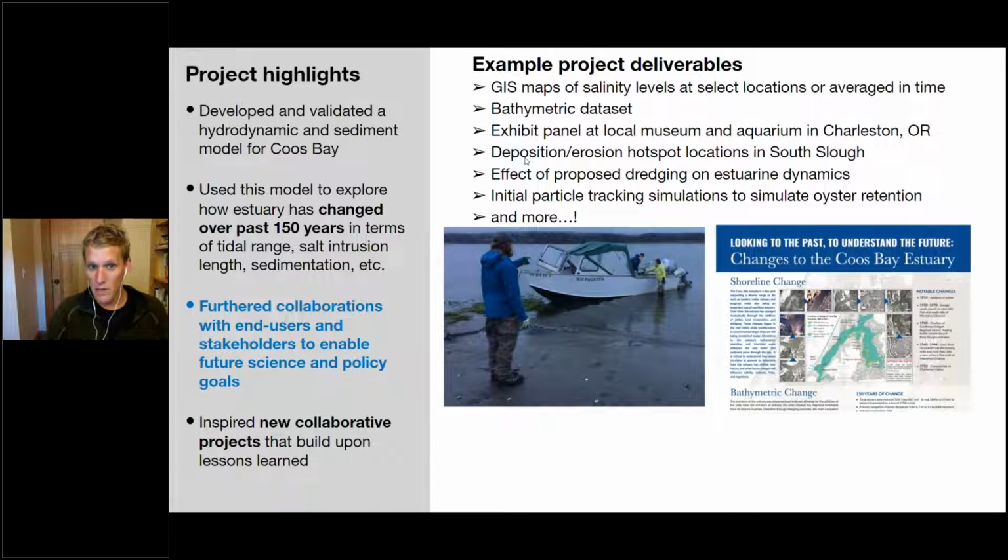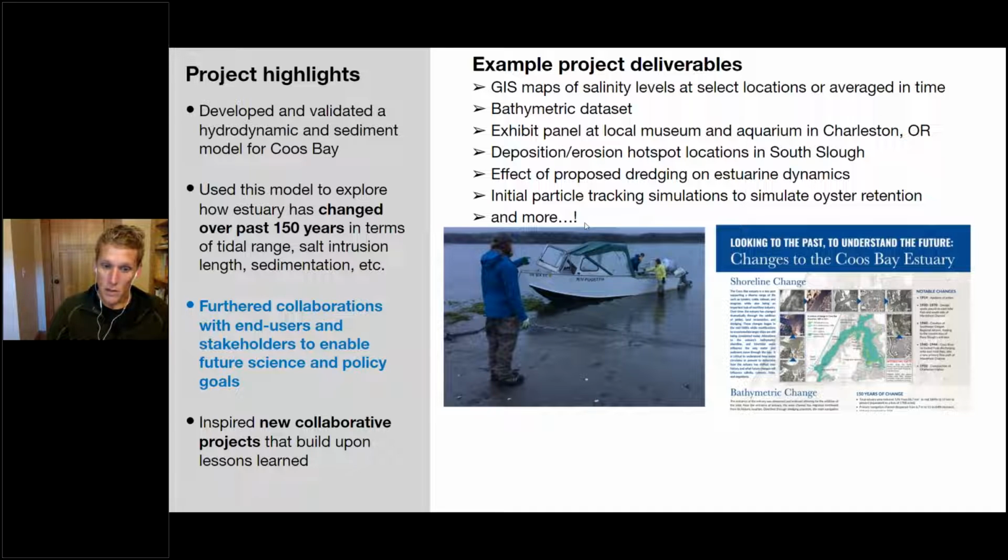So that includes things like we made an exhibit panel for the local museum and aquarium in Charleston. We were able to look at deposition and erosion hotspots and overlay those with oyster or eelgrass habitats. And then the effect of the proposed dredging, that was a big issue down in Coos Bay. So all sorts of interesting deliverables that we were able to produce in this project, and mostly that was because of the stakeholder group that we had.